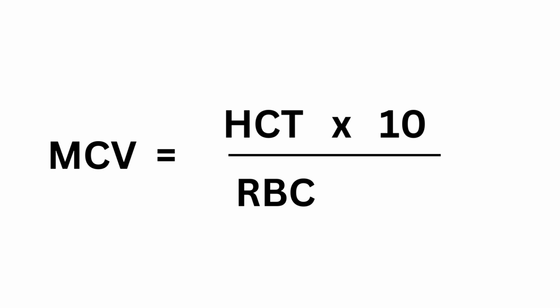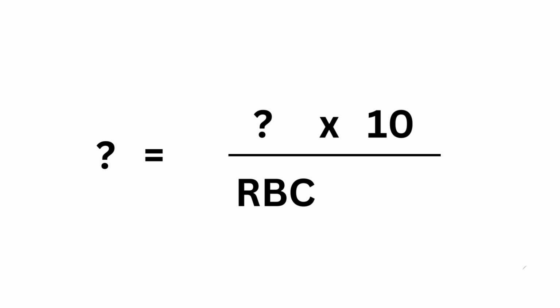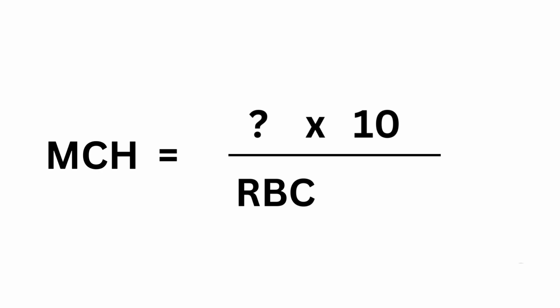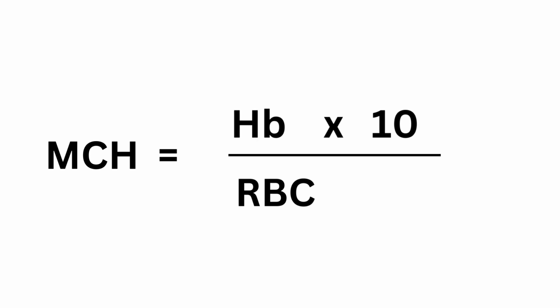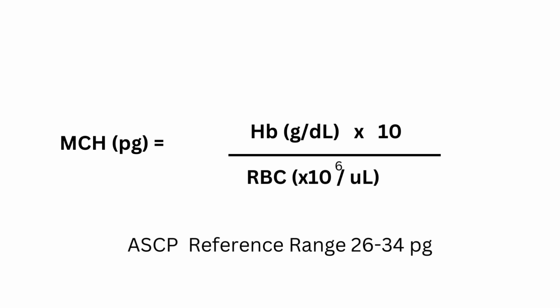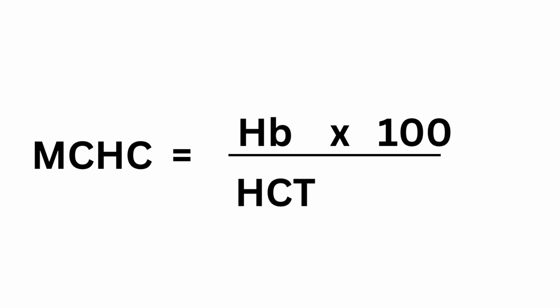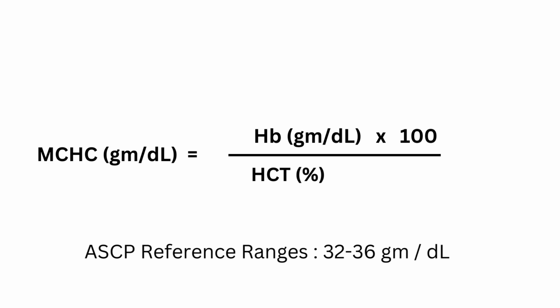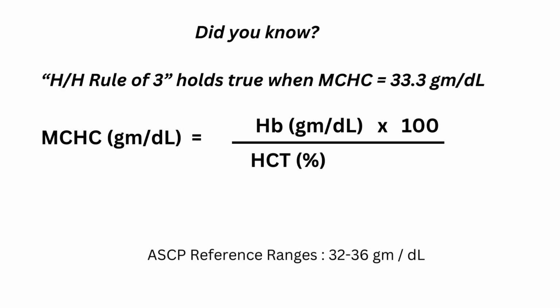The MCV is calculated as shown here. Measurement units are shown here. Notice this pattern as we substitute MCH, or mean cell hemoglobin, and substitute hemoglobin in the numerator. Mean cell hemoglobin is measured in picograms with the ASCP reference range 26 to 34 picograms. MCHC is hemoglobin times 100 divided by hematocrit. MCHC is measured in grams per deciliter.